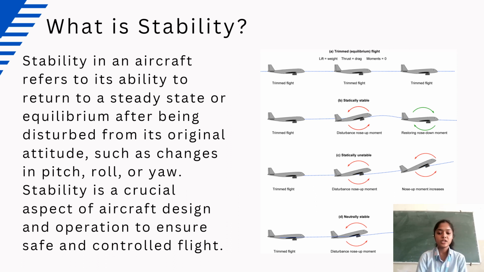The bottom right image shows a neutrally stable airplane. When this plane is disturbed by a nose-up movement, it generates a restoring moment that is just strong enough to bring the plane back to trim flight. However, the restoring moment is not strong enough to prevent the plane from oscillating slightly around trim flight.